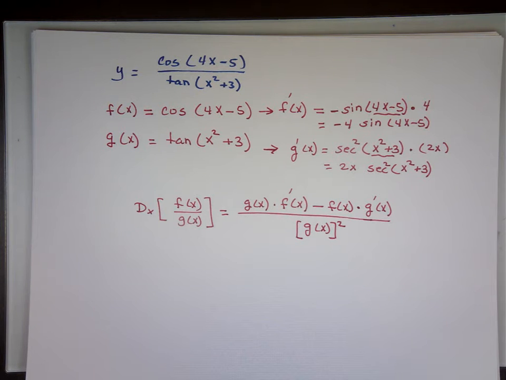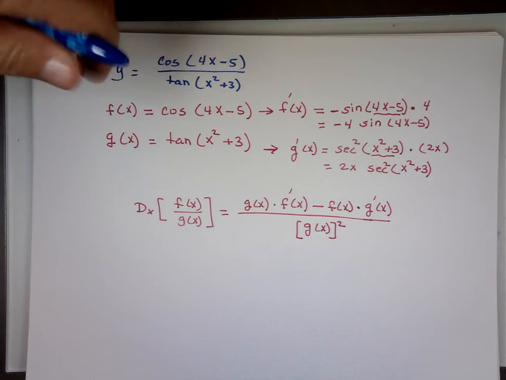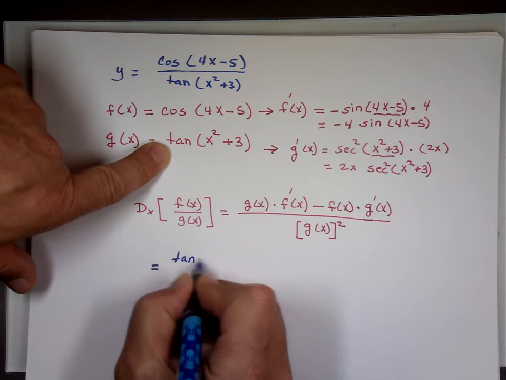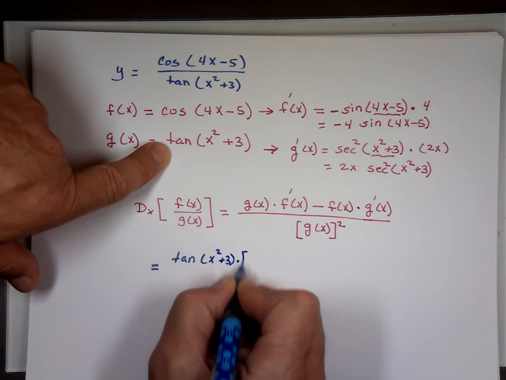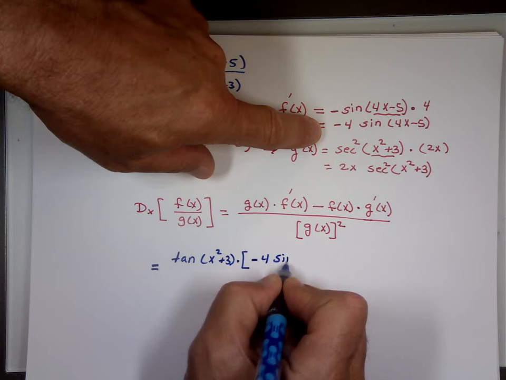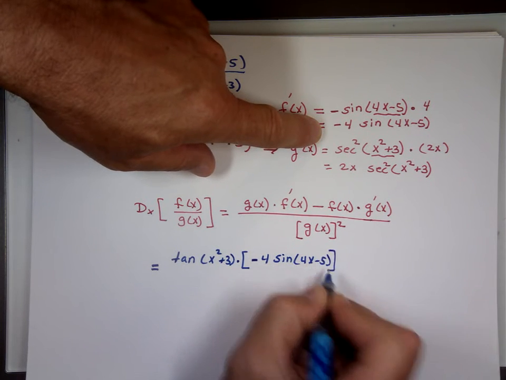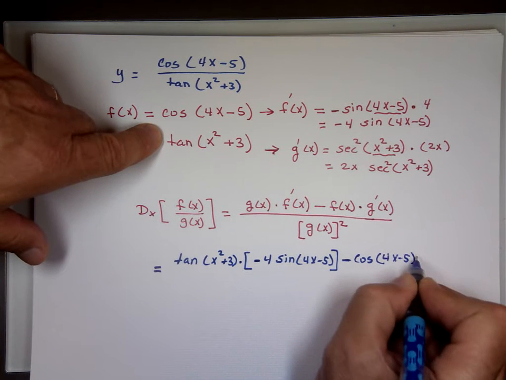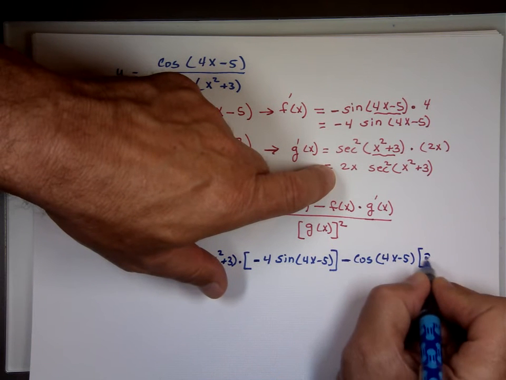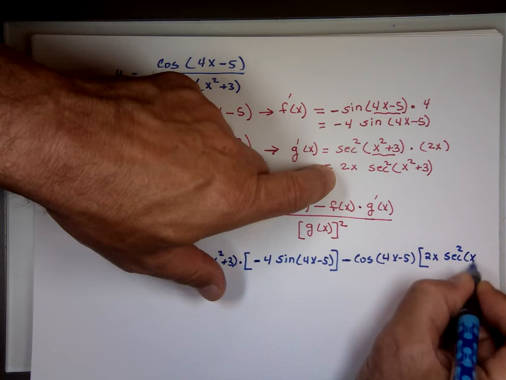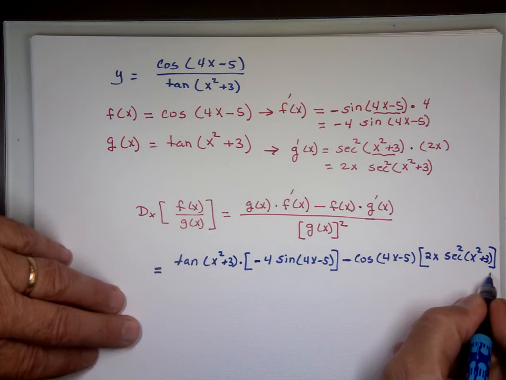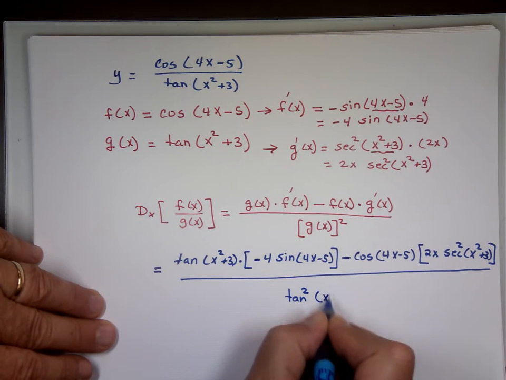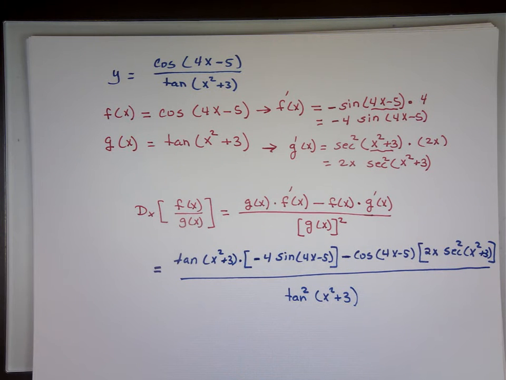Now plug in the numbers. Or what we have, not numbers here, we have expressions. So what's g of x? Tangent of x squared plus 3 times the derivative of f, negative 4 sine of 4x minus 5, minus f of x, cosine of 4x minus 5, times the derivative of g, which is what? 2x secant squared of x squared plus 3, all divided by the square of low, which is tangent squared of x squared plus 3. I'm not simplifying anything. Leave it alone. It looks beautiful.